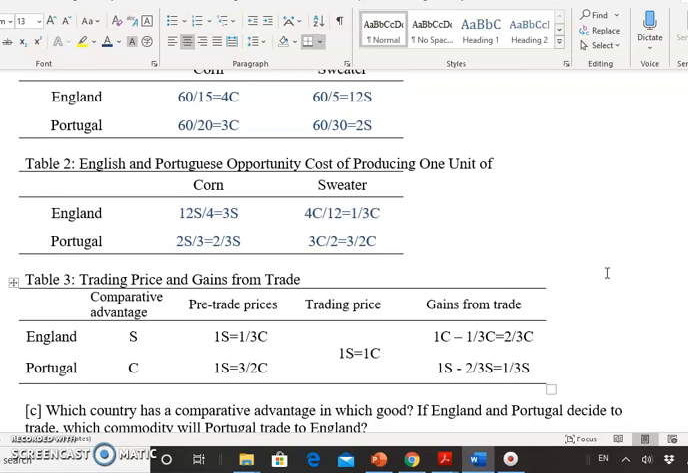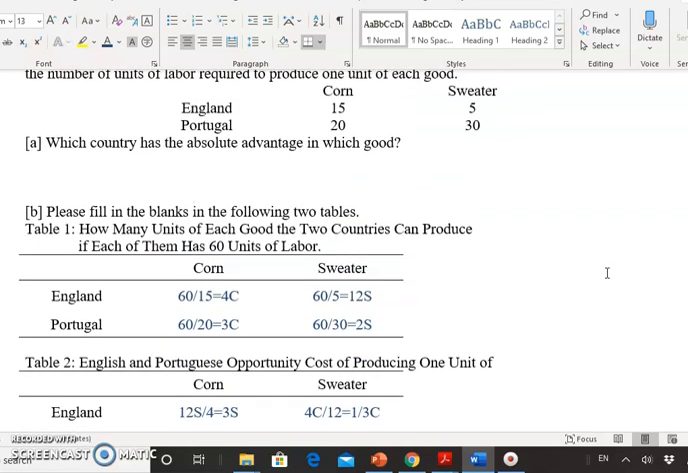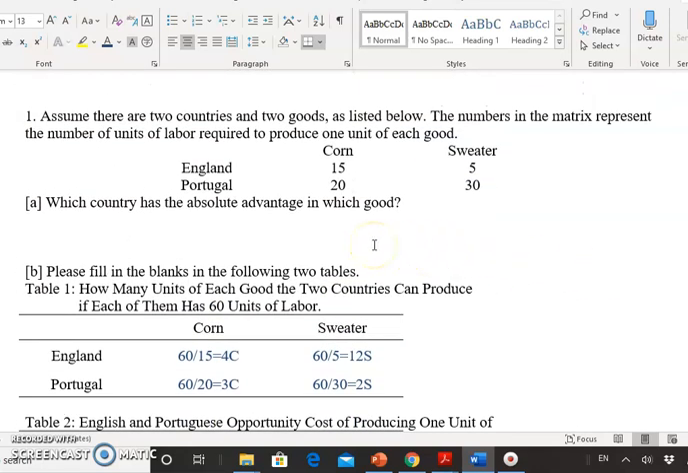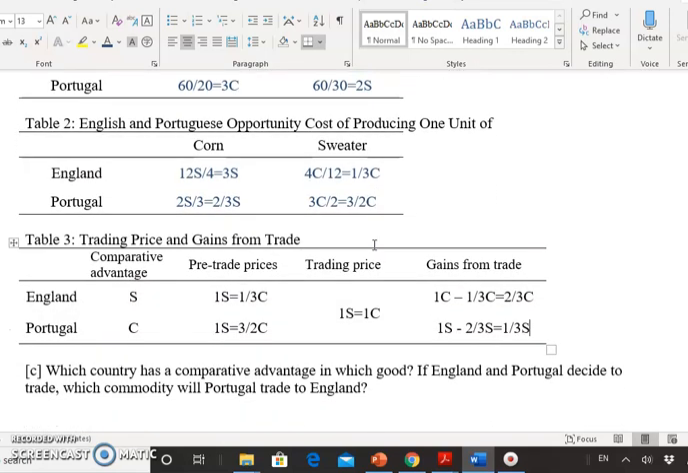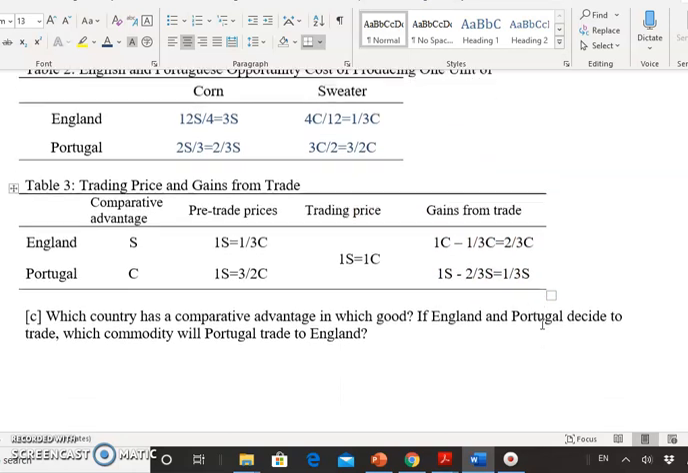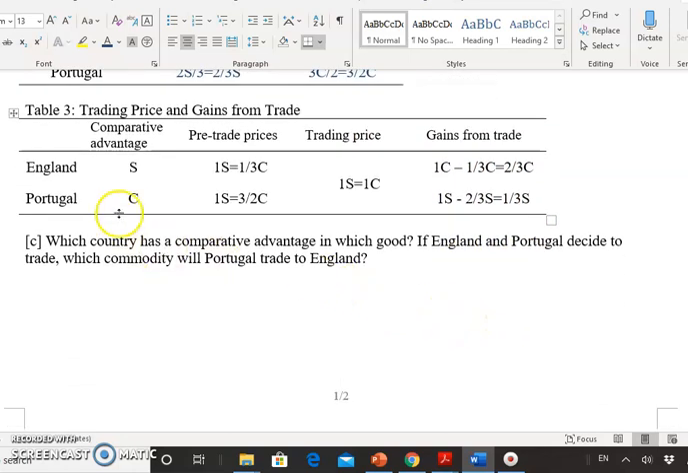Especially Portugal, because previously we believed it does not have any absolute advantage in either good, so it should get hurt. England should make a lot of money from Portugal. But again, if we put money aside and look at the real economy, we actually find Portugal can benefit from trade, because by focusing more on corn production, it can exchange more sweaters.